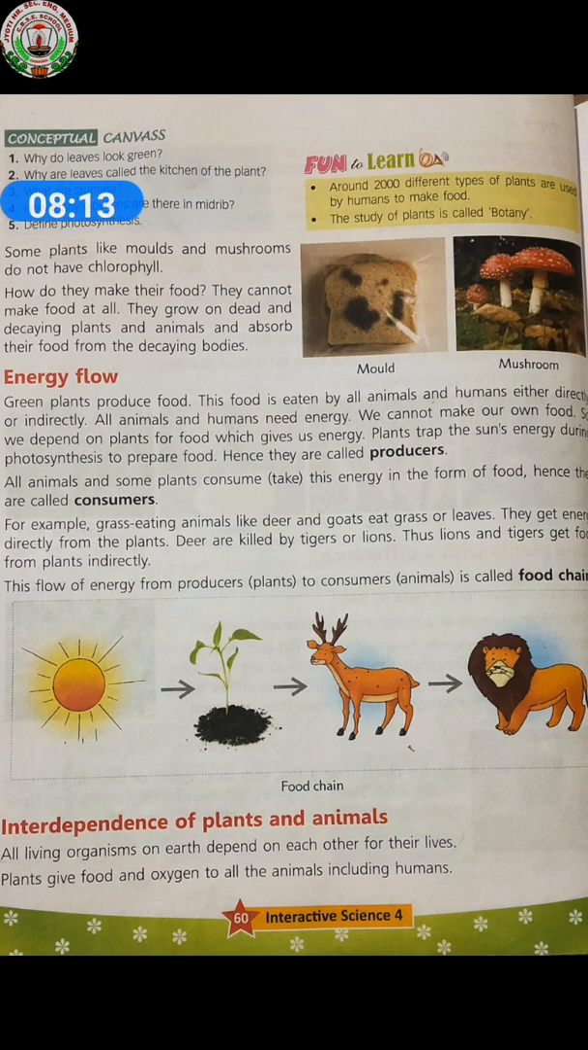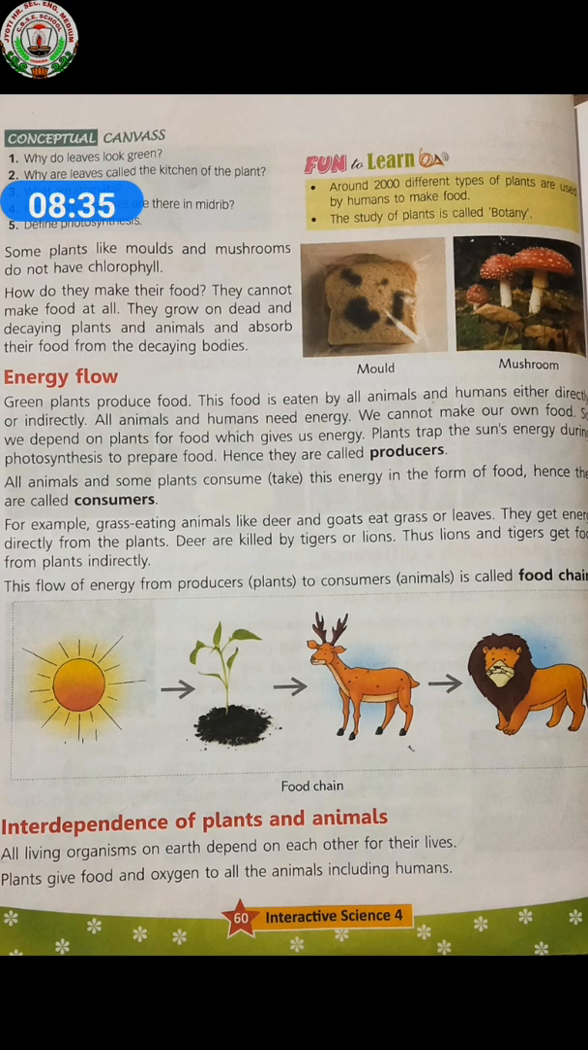So this flow of energy from producer plants to consumer animals is called food chain. Understand, children? The flow of energy from producer plants to consumer animals is called food chain. Now, interdependence of plants and animals.